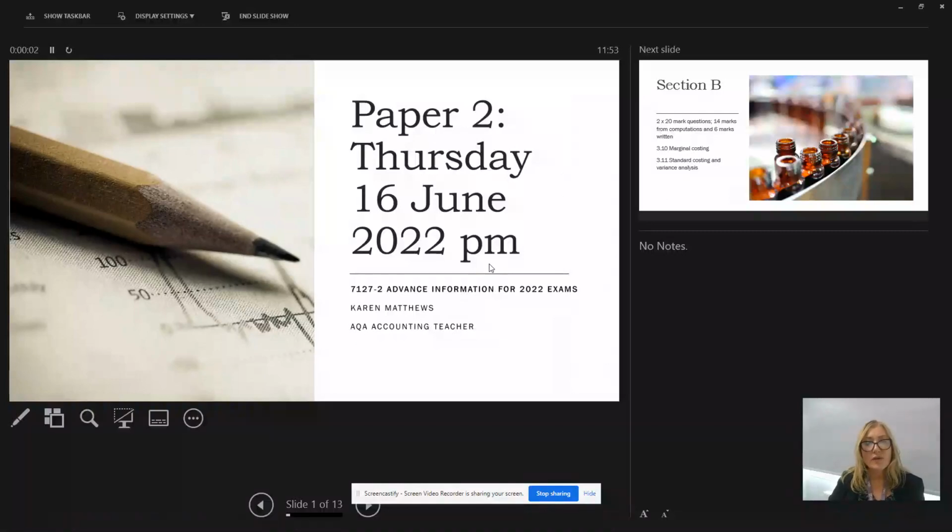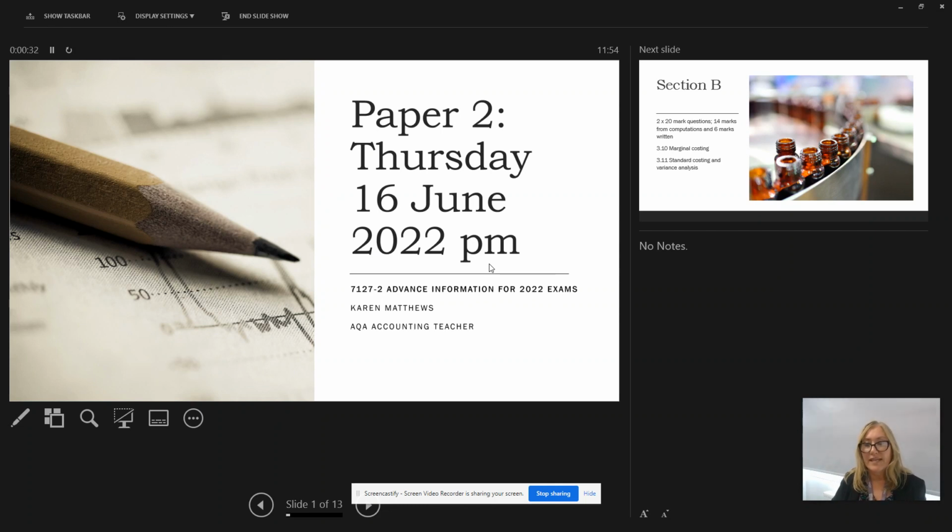I'm going to talk to you about paper 2 for AQA accounting, which is being held on Thursday the 16th of June. This is based on the advance information that's been given to us by the exam board for the 2022 exams. So if you're watching this at a later date, it's not necessarily going to relate to your exams. Again, the caveat that this only includes advance information for sections B and C.